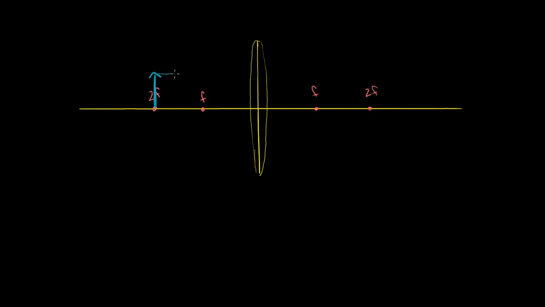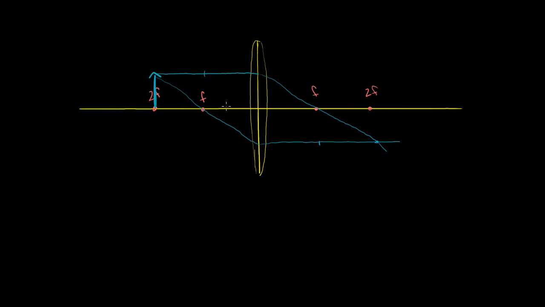But we'll do one ray that is parallel. And when it's parallel, when it gets refracted, it will go through the focal point on the other side. And then we'll do another ray that goes through the focal point on the left side, and then it will become parallel. And they converge right over there. And so you can see that this is actually a parallelogram.